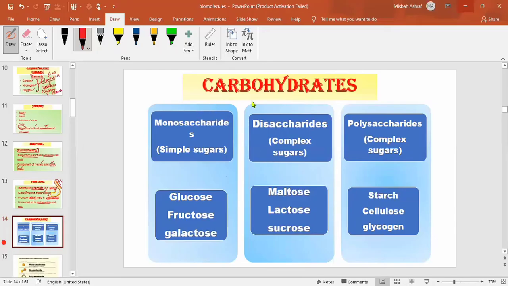I will send the remaining topics afterwards. Now, carbohydrates. There are 3 types of carbohydrates: monosaccharides, disaccharides, and polysaccharides. We are just going to wind it up in 10 minutes. Mono are those which are made up of only one sugar, and these are also known as the simple sugars because they are made up of only one unit, and these are also known as the monomers.